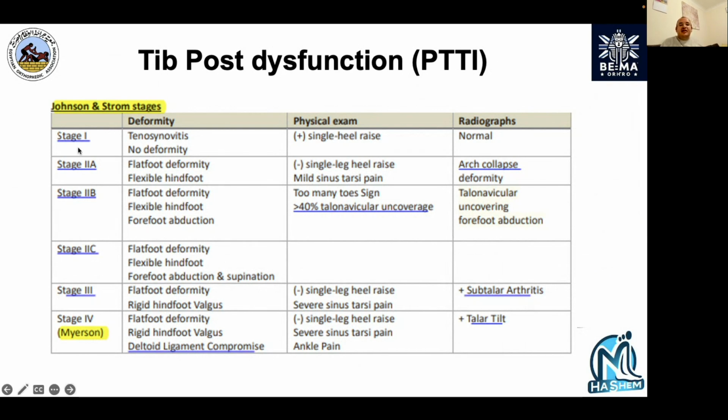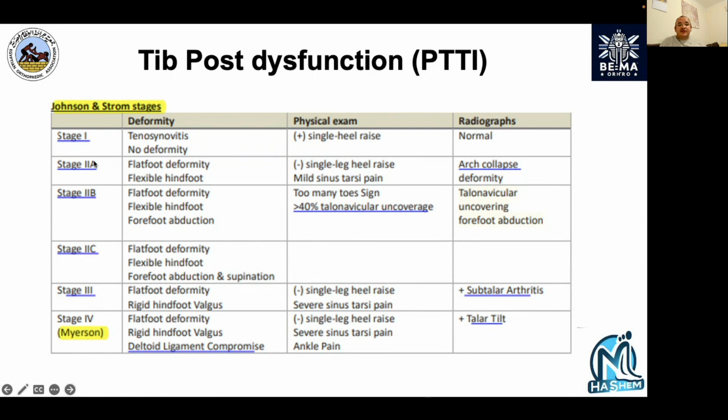So as you can see, basically you can differentiate it into 4 stages. Stage number 1, there is no deformity, it's just that the tendon is painful and there is tenosynovitis. There is nothing on the radiograph, and the foot is normally plantigrade. Stage 2 is flexible flat foot. Stage 3 is rigid flat foot. And stage 4 is when the ankle starts to come into the equation.